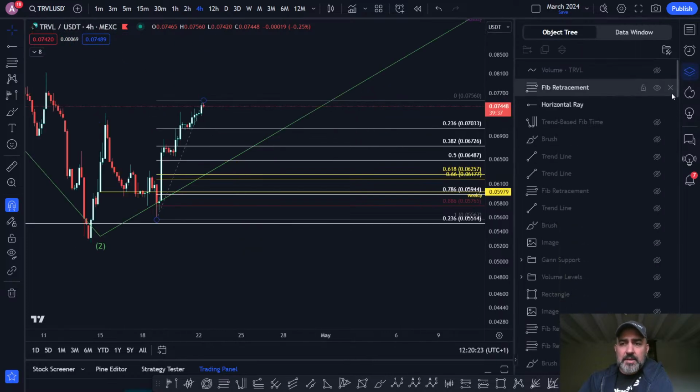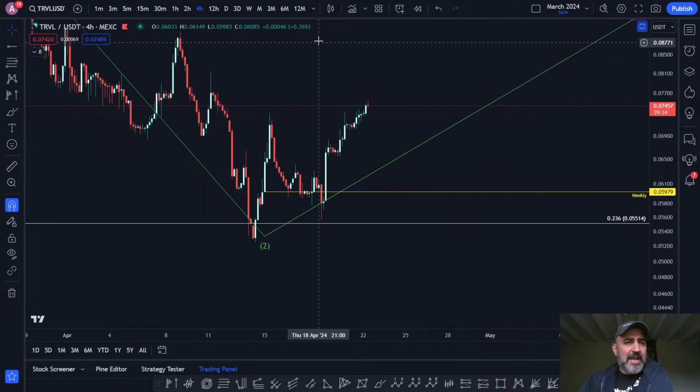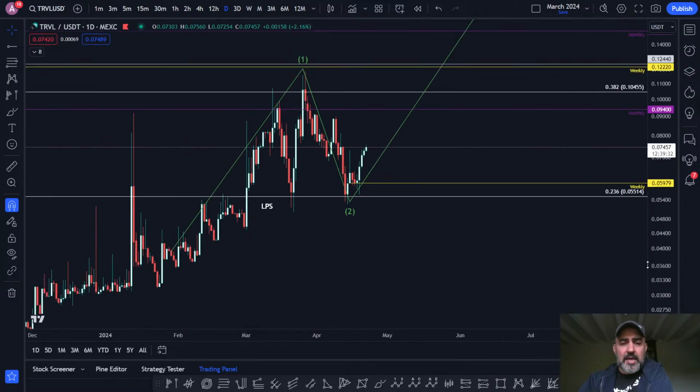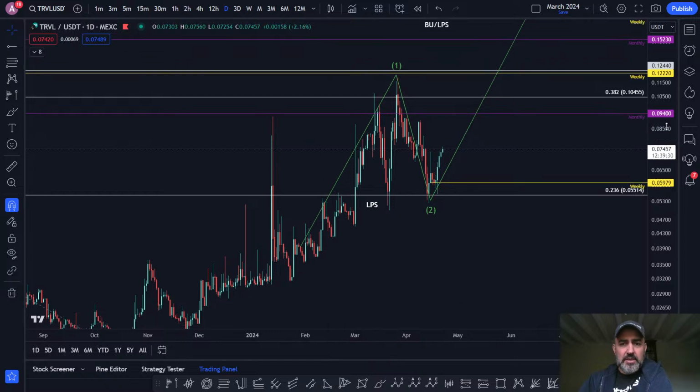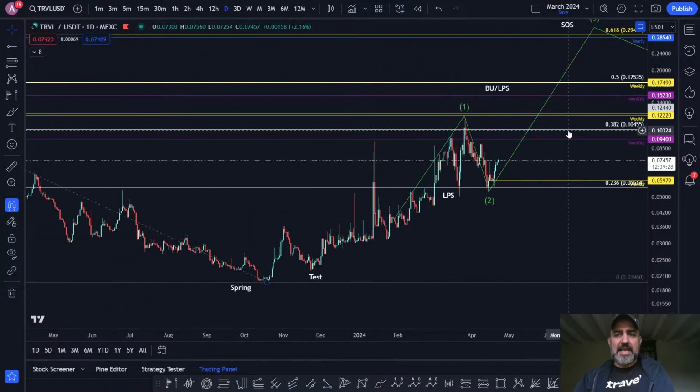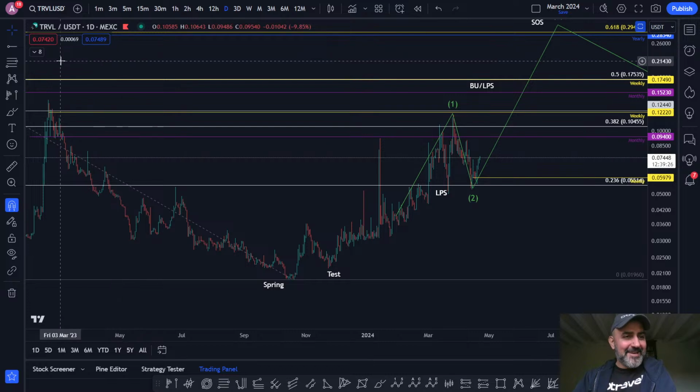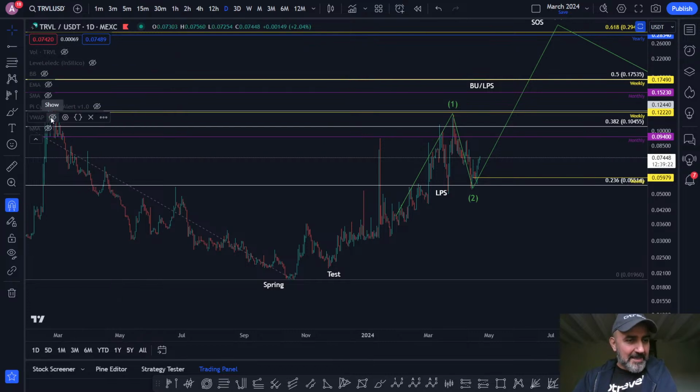And let's just continue this behavior. Let's just continue bullish market structure, and let's take it to the moon. The moon awaits. Let's TRVL to the moon, and let's see if we can get there.